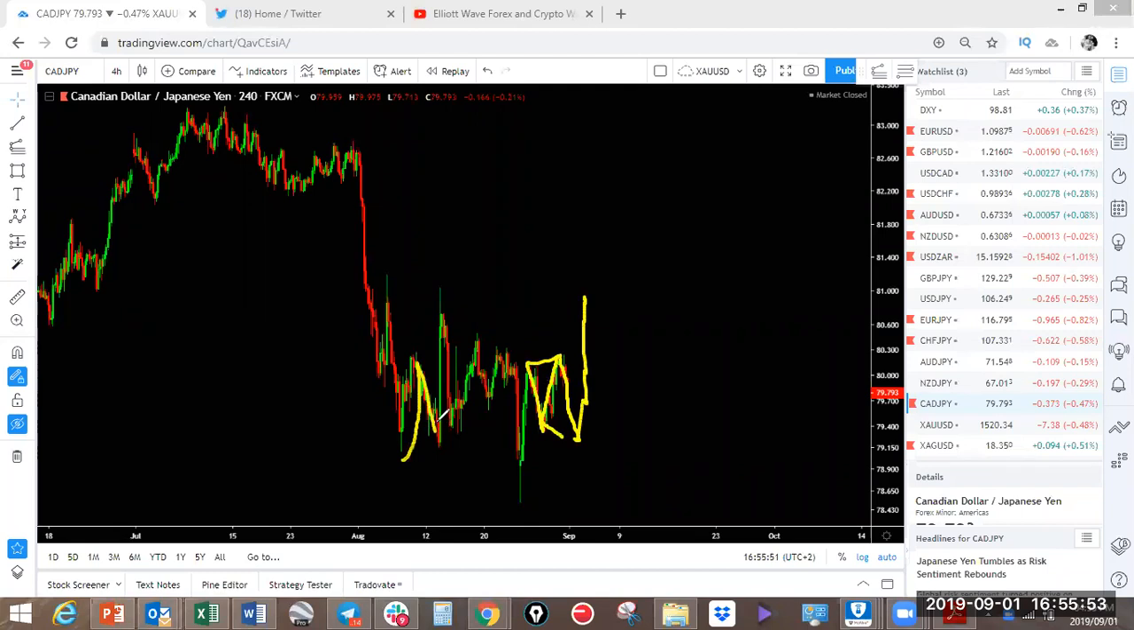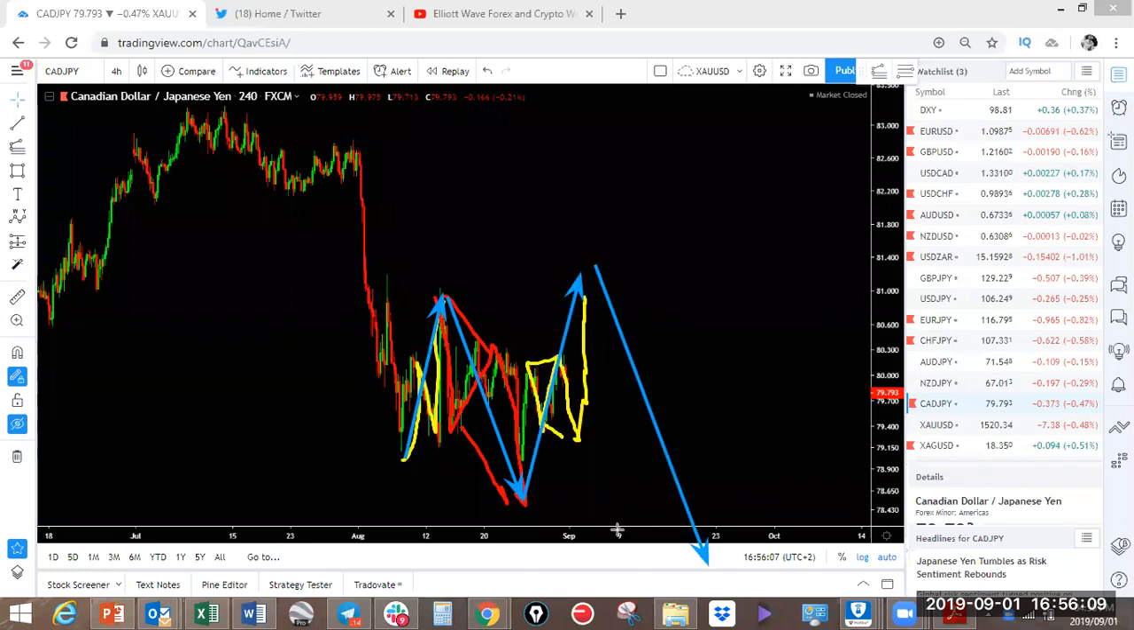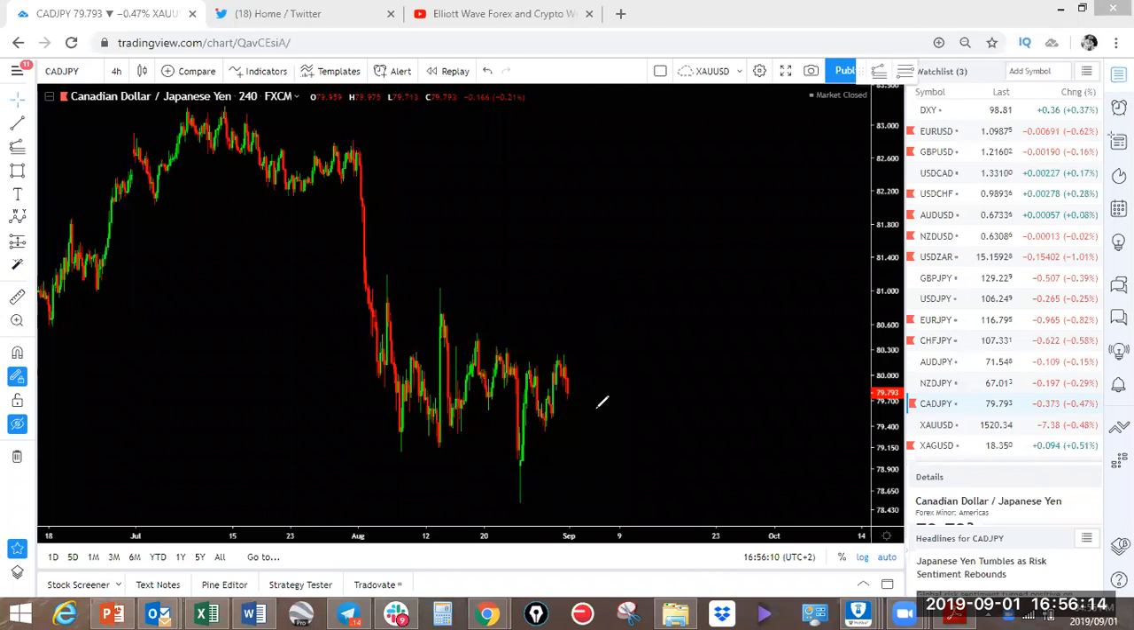Now making this 1, 2, 3, and then this one making a complex B correction here, A, B, and a C. Okay, and the bigger structure there will be A, either expanding or a running flat. Let's see how this one plays out. Okay, so that is CAD yen. No trade there. Looking for this one to just come retest the bottom here. This short-term low here. Right, so that is CAD yen.